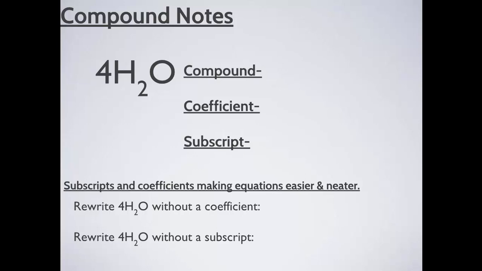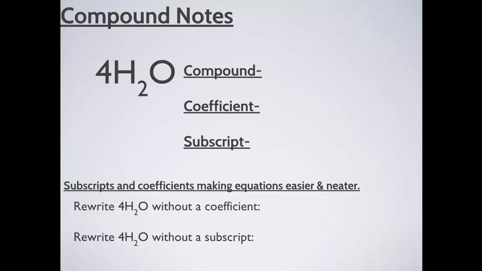16 AMU. What else do we need? Hydrogen. How many? 2. What's the mass of a hydrogen atom? 1. 1 each. So what's the total mass of a water molecule? 18. 18 AMU. What's the mass of 4 water molecules? 18 times 4? 72. All right. 72 AMU. That's what we are doing in this section.